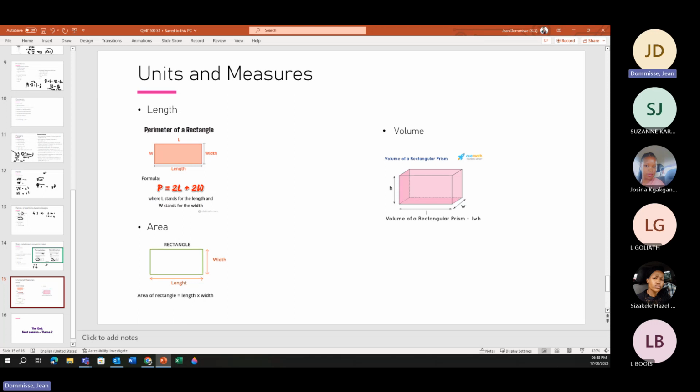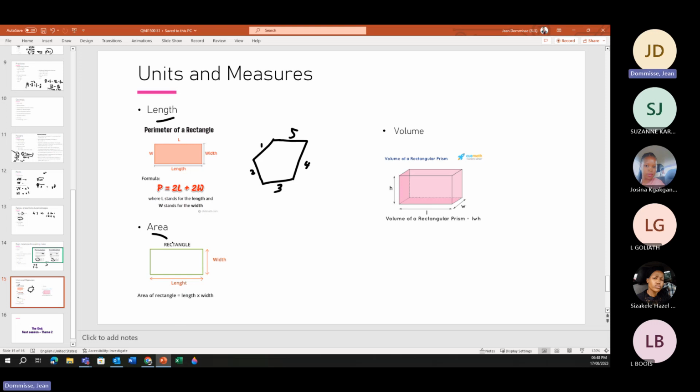Length is very easy. It doesn't matter what your shape is. When you do length, you basically just count the length of all the lines, and that will be your total length. So it doesn't matter what type of shape, you just add all of those lines, and that will be your final answer for length. Area becomes a bit different.